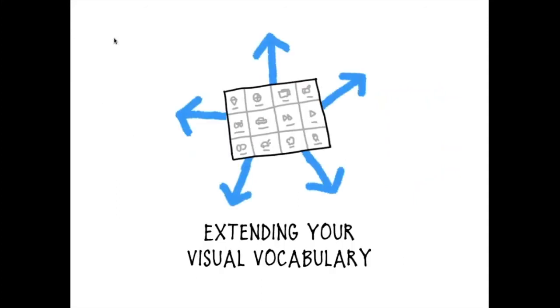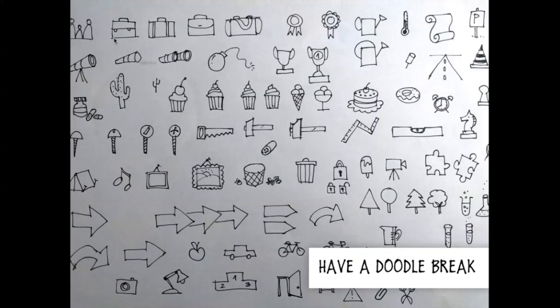If you want to extend your visual vocabulary, we only practiced a few very simple icons. A very good way of doing that is just having a little doodle break every day, because you have to practice a bit, and practice makes perfect. Like when we learned how to write, in the beginning it is awkward and it doesn't feel natural, but if you do stuff over and over again, your hand will get used to it.